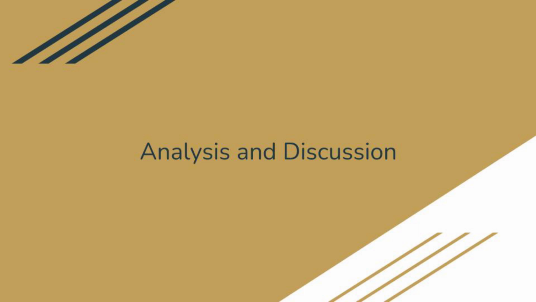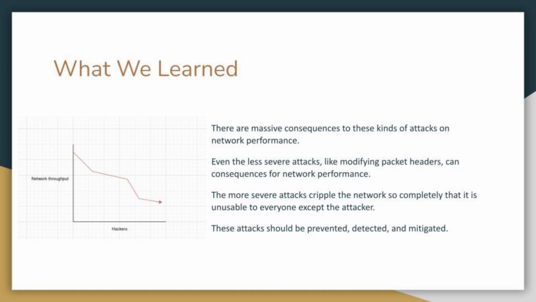Now, I will take us through some analysis and discussion about these attacks. So what we've learned: there are massive consequences to these kinds of attacks on networking performance. Even the less severe attacks, like modifying packet headers, can have consequences for networking performance, and the more severe attacks cripple the network so completely that it is unusable to anyone except the attacker. These attacks should be prevented, detected, and mitigated.